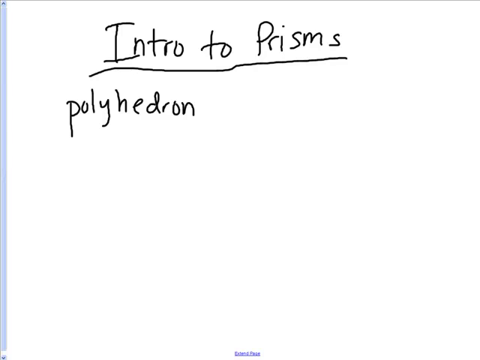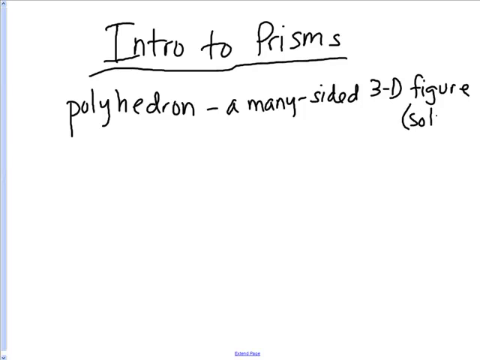A polyhedron is a many-sided three-dimensional figure, or solid. Although some polyhedrons can be hollow, when we talk about prisms in geometry, we're just going to assume that they are solid. A prism is named by the shape of its base.